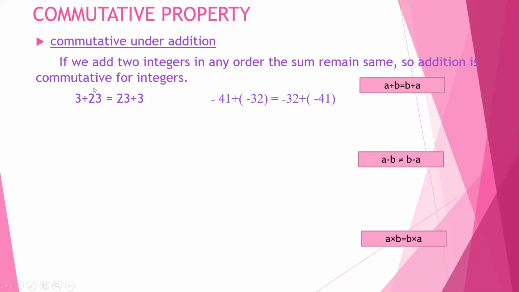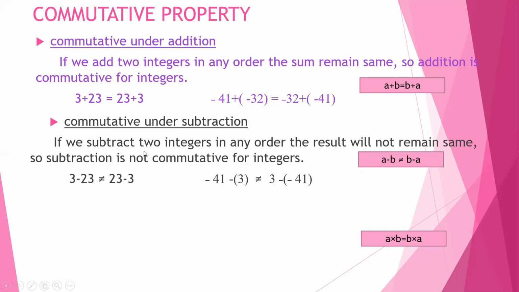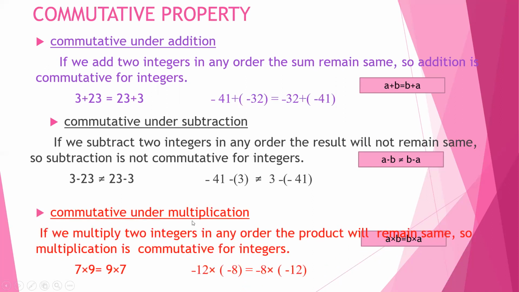So we can say if we add two integers in any order, the sum remains the same. So addition is commutative for integers. Now, the next example is about commutative under subtraction. And we can see commutative under multiplication also.